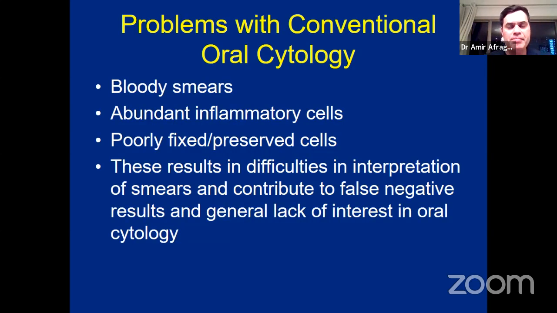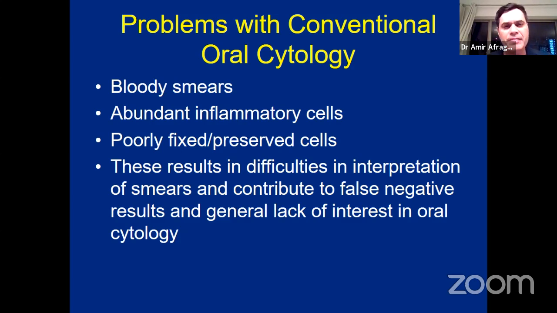What are the problems with this method that I just showed you, the conventional oral cytology? You do cause a lot of bleeding, and when you smear the blood over the slide, you will cause bloody smears. These red blood cells conceal and hide your malignant cells. So the pathologist cannot see these cells properly and can report a smear as negative. So you can have a false negative diagnosis.